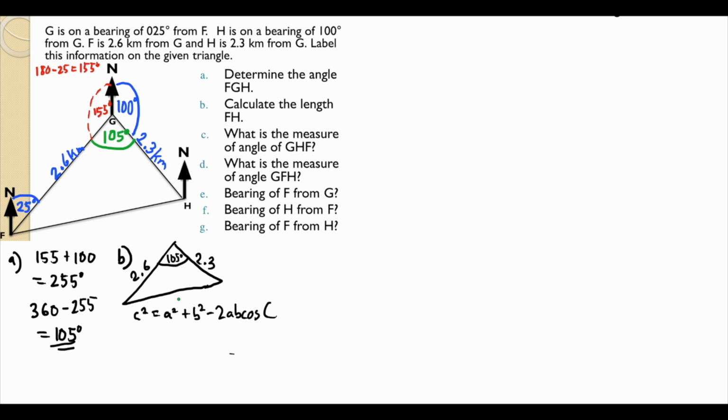Now the thing is, we are trying to figure out what here is. We have this, which is a capital C. Here is going to be A, here is going to be B. So we have two lengths and an included angle, which means we're going to use cosine rule. We can use cosine rule when we have two lengths and an included angle. So c squared is equal to 2.6 squared plus 2.3 squared minus 2 times 2.6 times 2.3 multiplied by cosine 105.